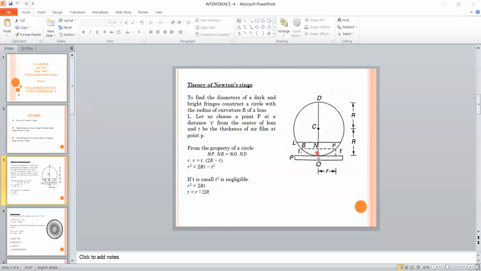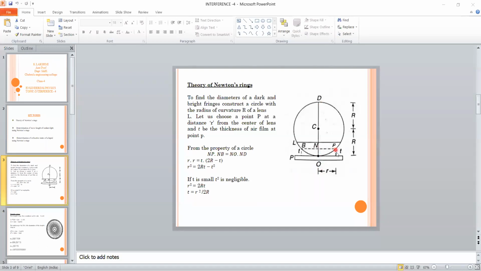Once again, I repeat. Here, our aim is to determine the diameter of the dark and bright rings. So for this purpose, let us take the property of a circle. Actually, you have learned these properties of a circle in your lower classes, that is in 8th and 9th class. Here NP into NB is equal to NO into ND.